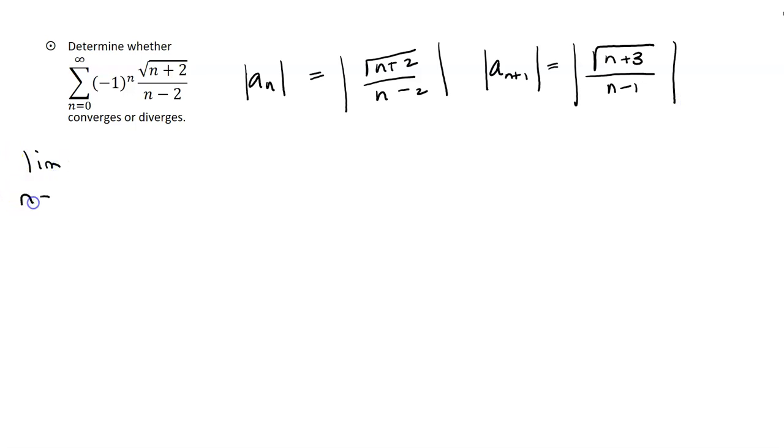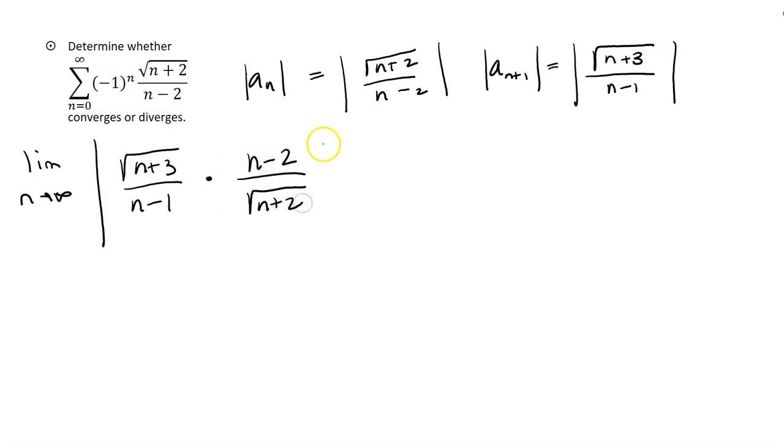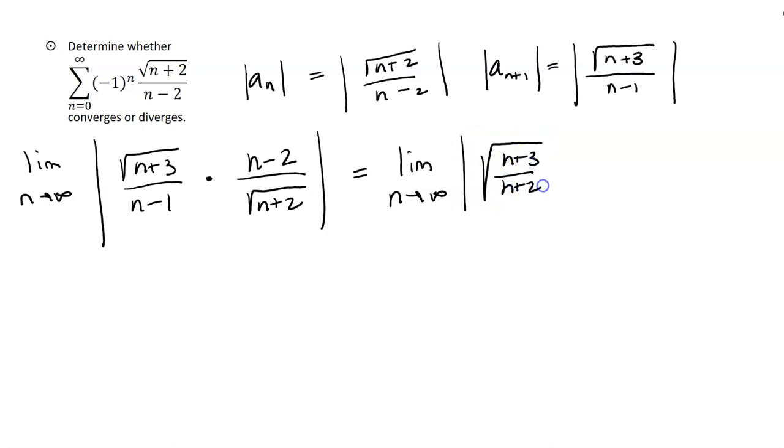So I'm going to take the limit as n approaches infinity of the absolute value of this one. So this will be our a sub n plus 1, square root of n plus 3 divided by n minus 1. I'll do keep, change, flip on this one and get n minus 2 over the square root of n plus 2. Okay, so combining things that we can combine, I'm going to combine the two square roots. So we'll have the square root of n plus 3 over n plus 2 times n minus 2 over n minus 1.